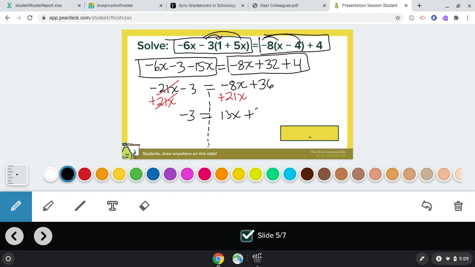So 13x plus 36. To solve for x, let's subtract 36 from both sides. And I get -3 minus 36 is -39. Then divide both sides by 13, and we get that x equals -3. 39 divided by 13 is 3, and then we have the negative.